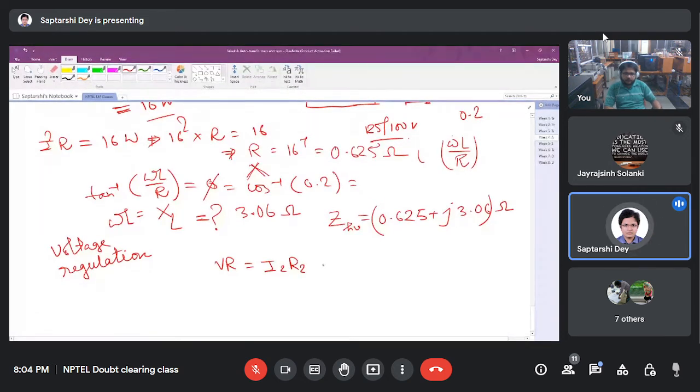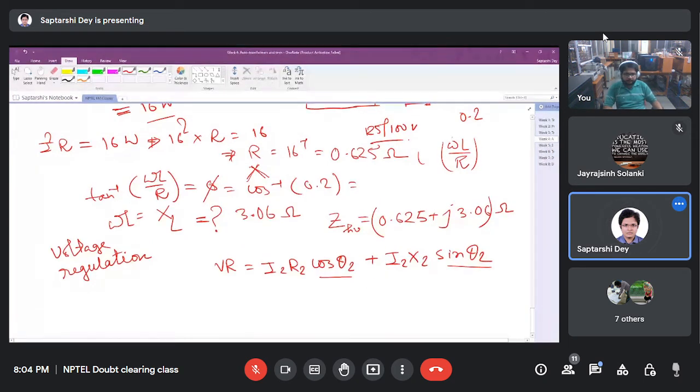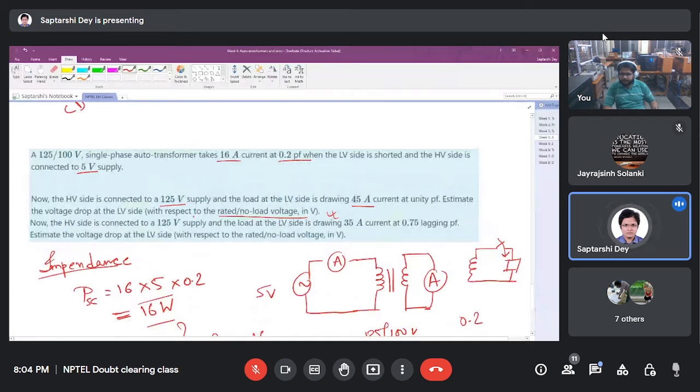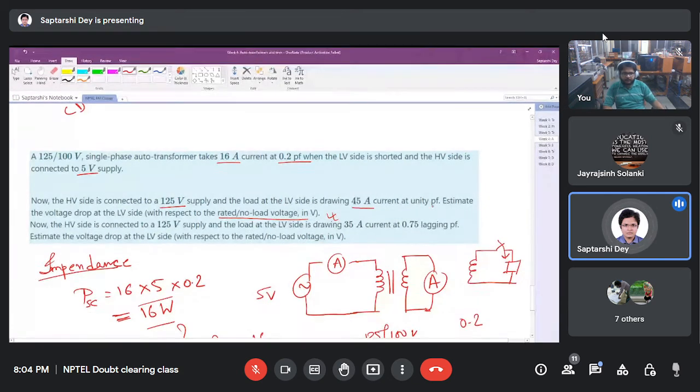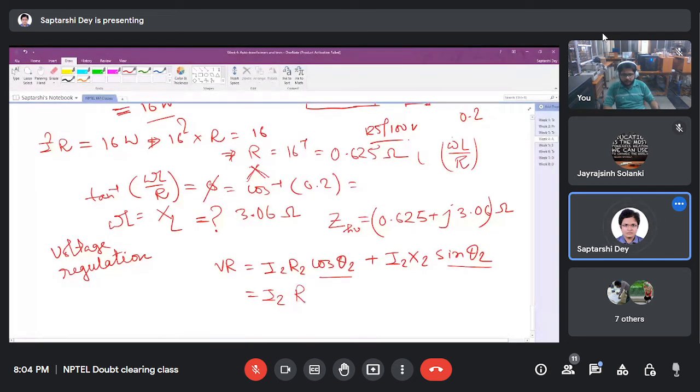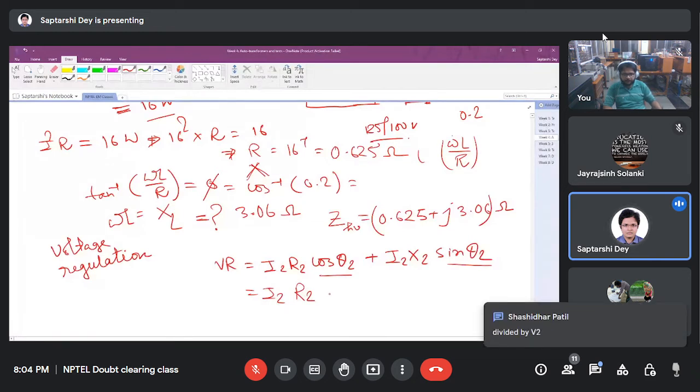I2 R2 cos theta 2 plus I2 X2 sin theta 2. Theta 2 is the load power factor. Right. So in our case, in the question, it has been mentioned that it is unity power factor. So cos theta 2 is 1, sin theta 2 is 0. So in our case, it is just I2 R2. Okay.